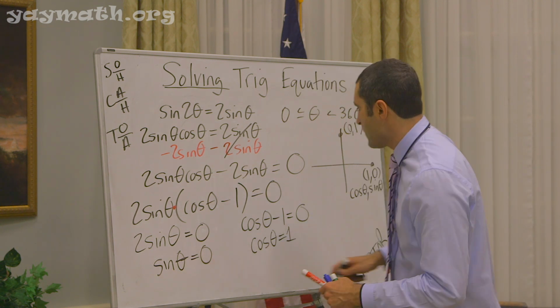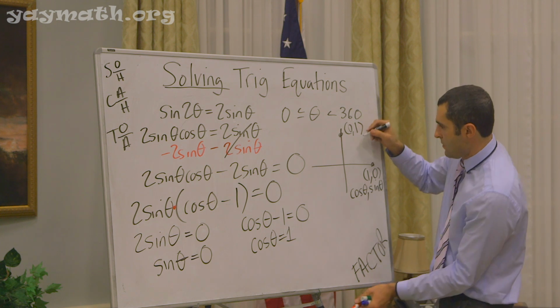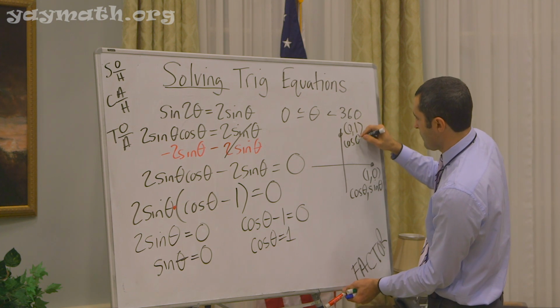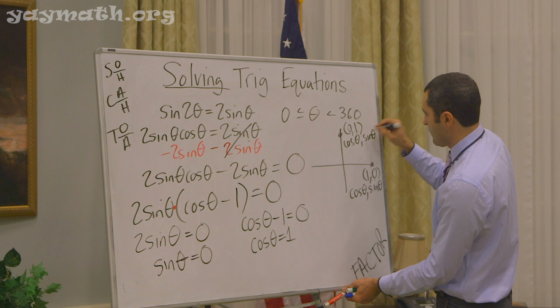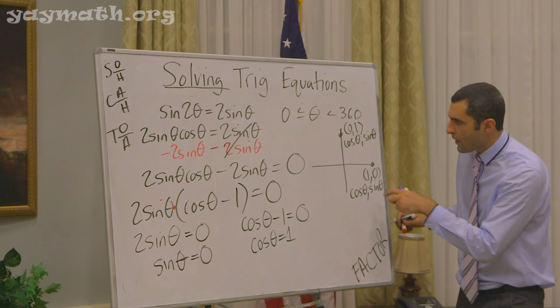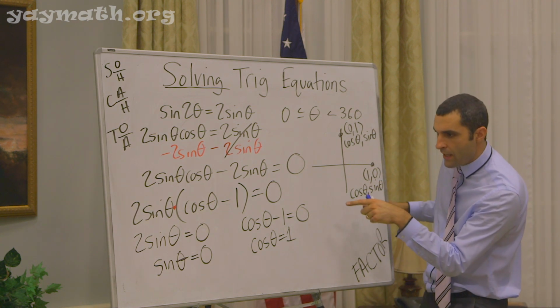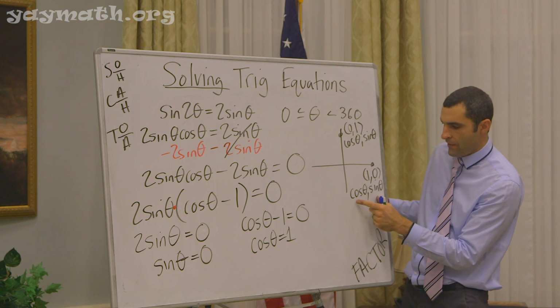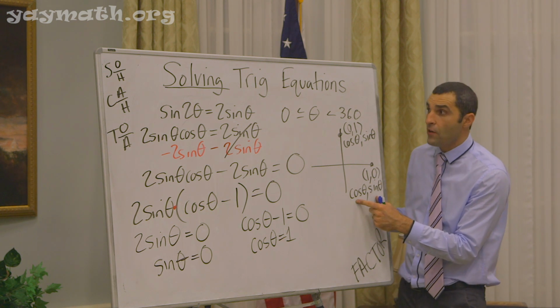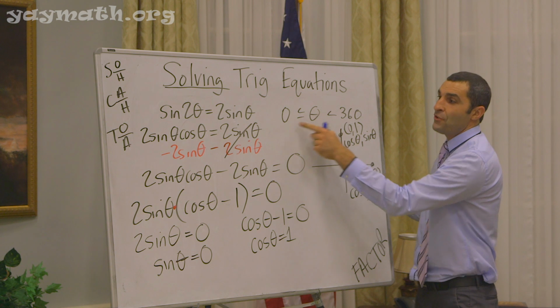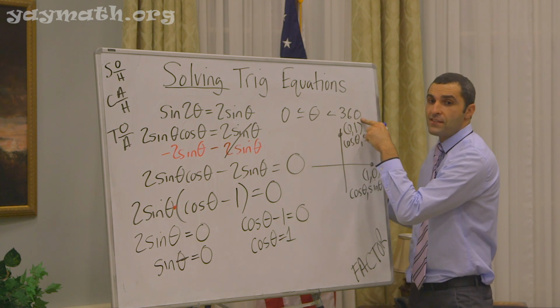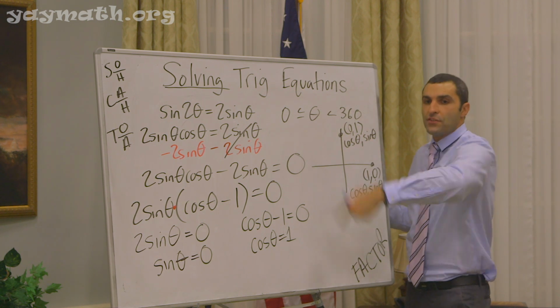Okay, sine of what angle is 0? It is 0, or 360. So let's call it 0. Now here's the thing. Do you agree that you could say 0, or you could say 360, or you could say 720? You just go around and around.